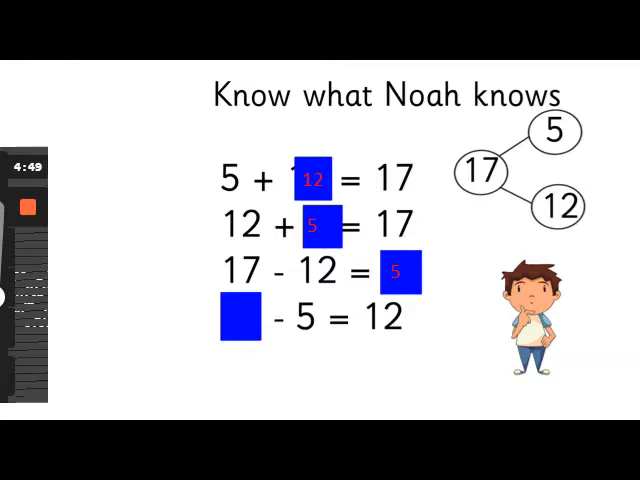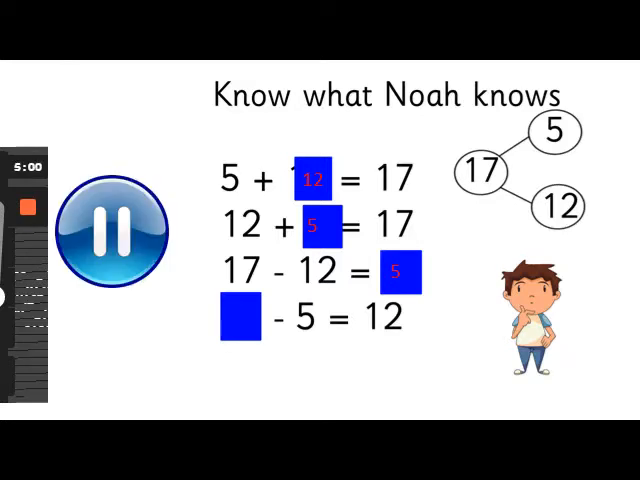Great, it's 5. 17 subtract 12 equals 5. Well done, you're doing so well. We've got one last one to do now. Something subtract 5 equals 12. See if you can work that one out.